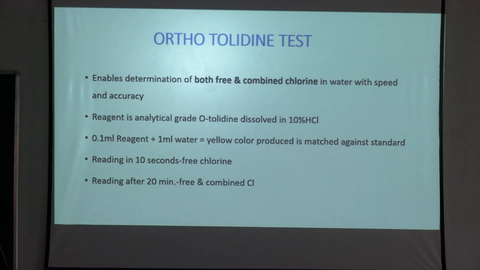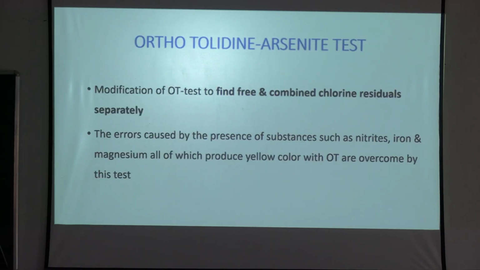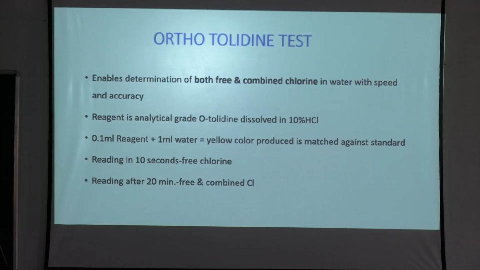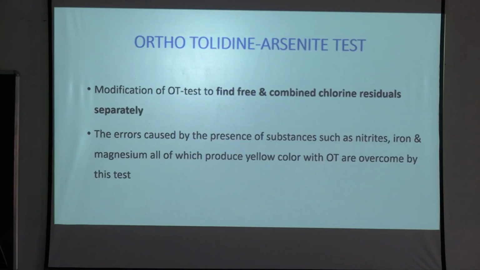Now the orthotolidine test. I was telling you that at the end we do the orthotolidine test and the orthotolidine arsenite test. What orthotolidine does is, it sees both the free and combined chlorine. That is, it gives you an estimate of the total chlorine. The orthotolidine arsenite test has the advantage of finding free chlorine and combined chlorine separately. Like free and total we find, combined we can estimate, right?